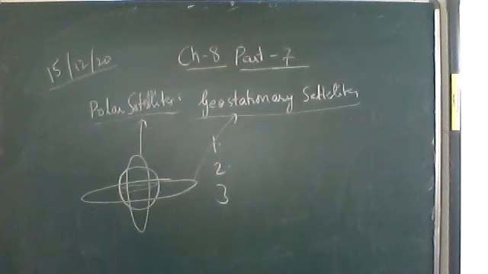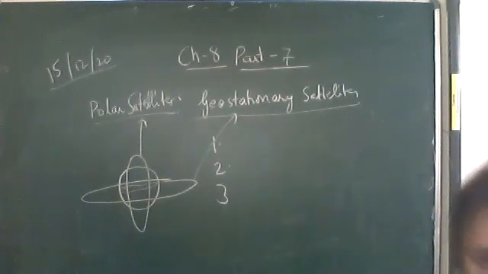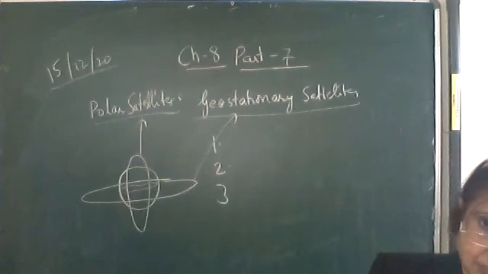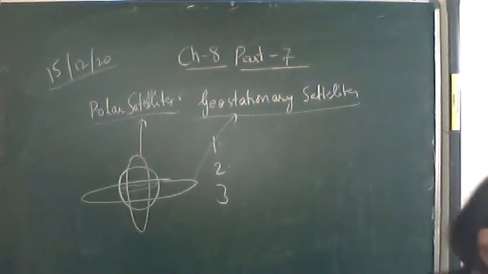Like INSAT-1, they are used in telecommunications in India. Radio waves are sent. These radio waves are reflected by these satellites. There is a transponder in the satellite. It reflects the radio waves and sends them back to the Earth station. So this way it is used in communication. So they are also called communication satellites. Which satellites? Geostationary satellites are used.